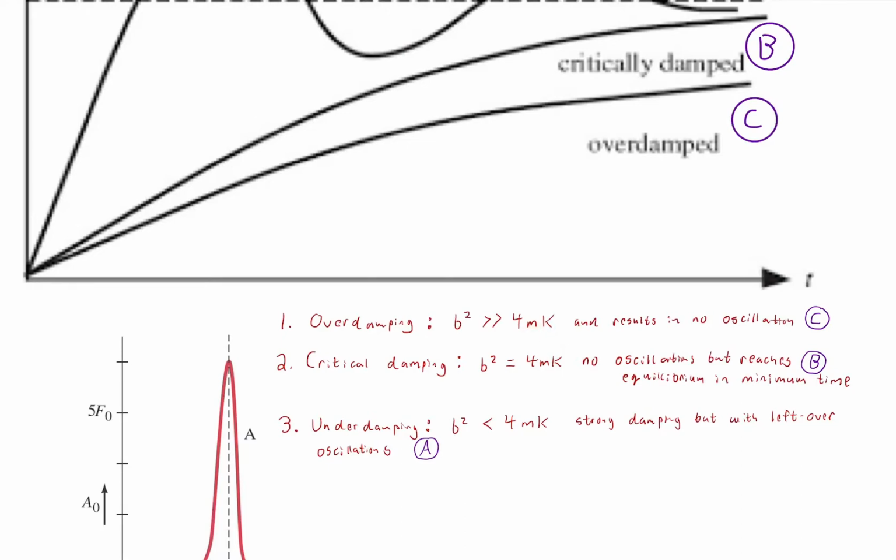All right, so it turns out, we're not going to prove it here, but with overdamping, you have a case where the damping coefficient squared is much larger than 4 times the mass times the spring constant. So the spring just isn't springy enough compared to how much drag force there is, and this results in no oscillation and a very slow approach to the equilibrium, which is really a return to equilibrium.